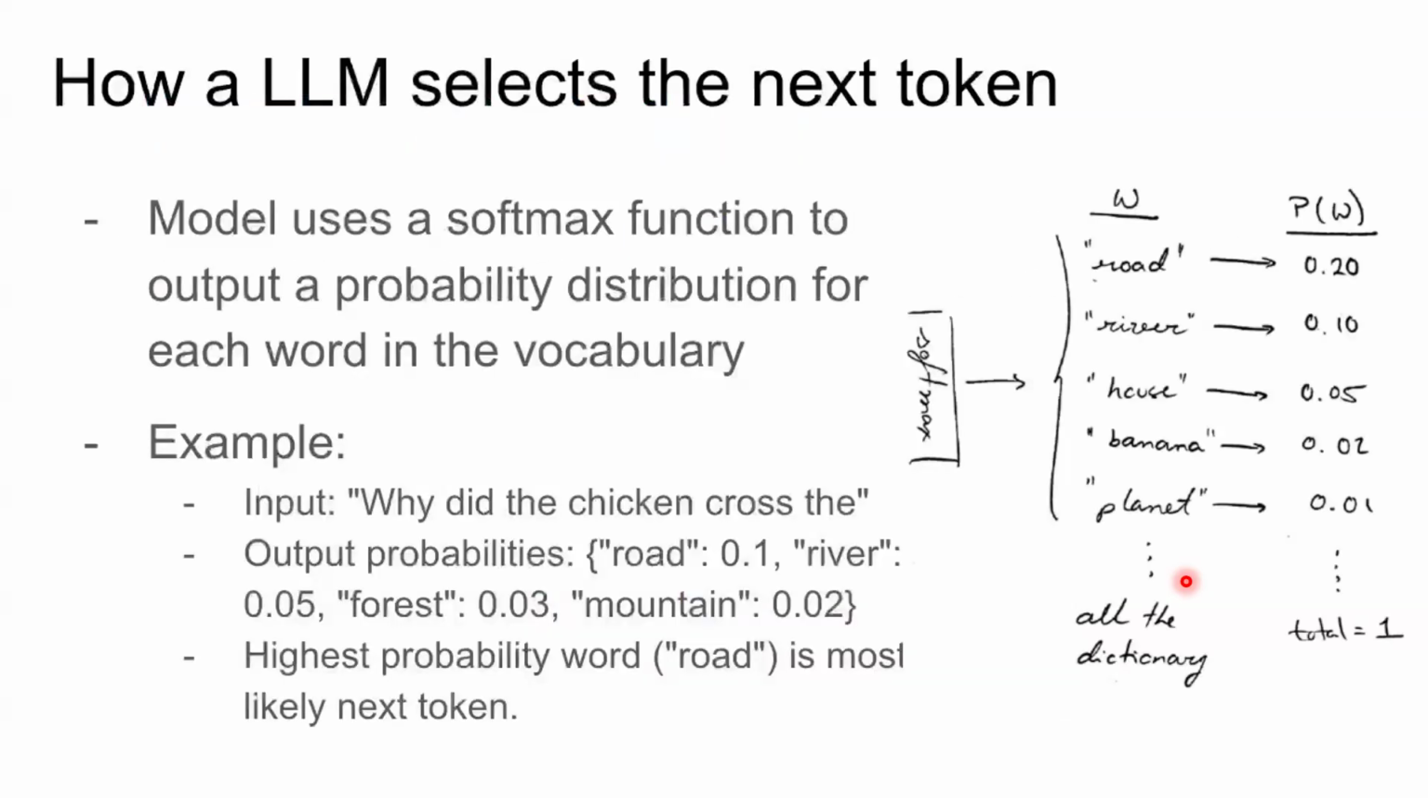This is how this architecture and LLMs are trained and how they work. Let's dig a bit more into how an LLM selects the next token. The model uses a softmax function to output a probability distribution for each word in the vocabulary. If I have 1,000 words in the vocabulary, for each word it will give me some score. The probability of "road" being the most likely word after this sentence is 0.2, "river" is 0.1, "house" is 0.05, "banana" is 0.02. Then my system will select the one with the highest probability and produce it as output.